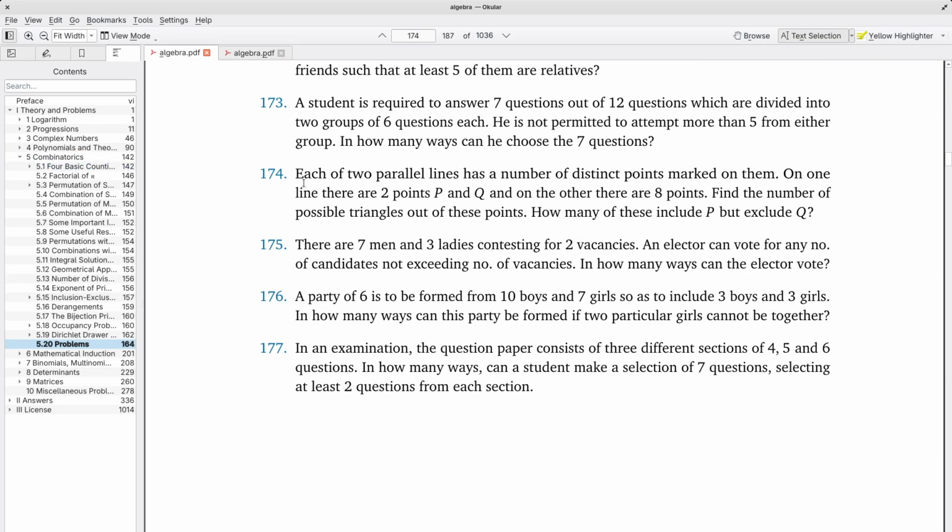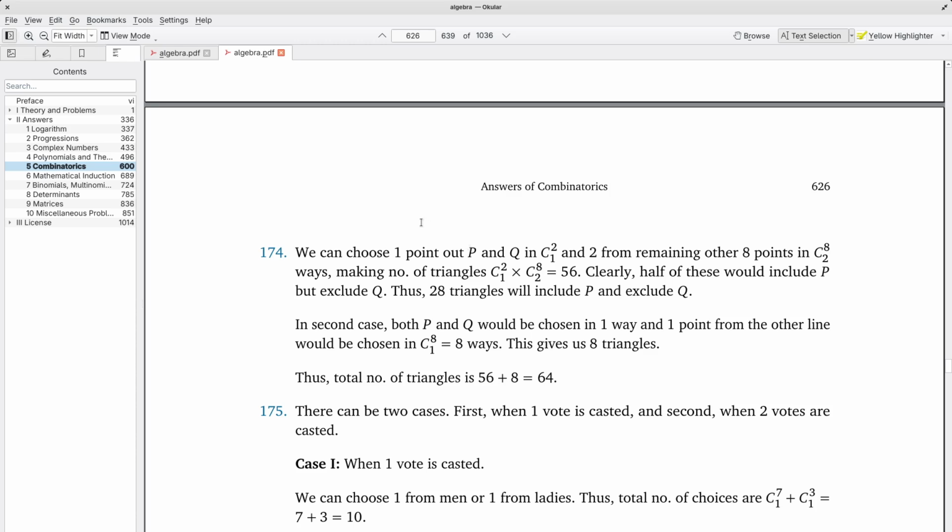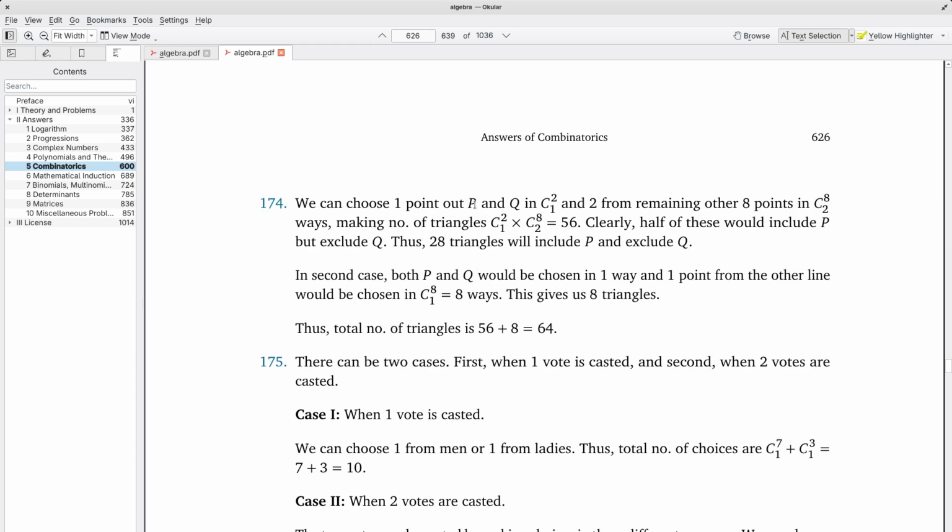Question 174 says that each of 2 parallel lines has a number of distinct points on them. On one line, there are 2 points P and Q, and on the other, there are 8 points. Find the number of possible triangles out of these points. How many of these include P but exclude Q? So we can choose 1 point out of P and Q in 2C1 ways and 2 from the other 8 points in 8C2 ways. The total number of triangles would be 2C1 multiplied by 8C2, that is 56.